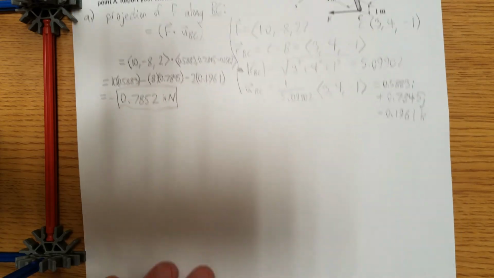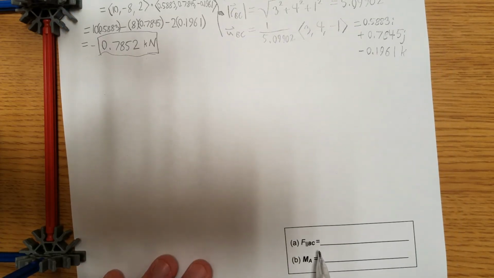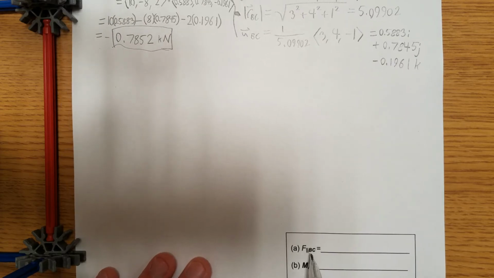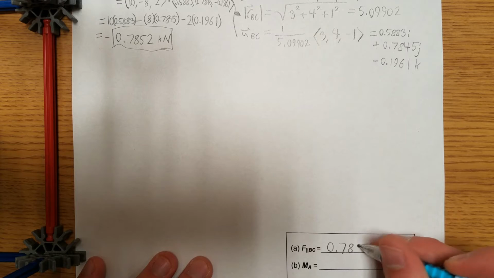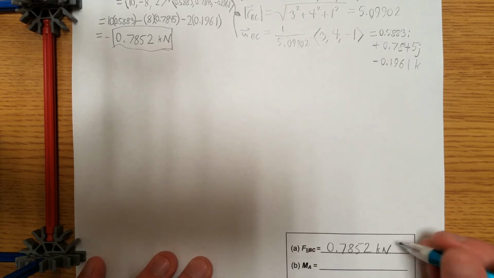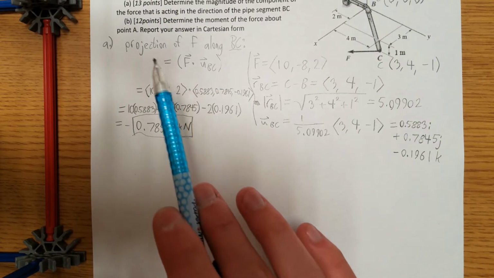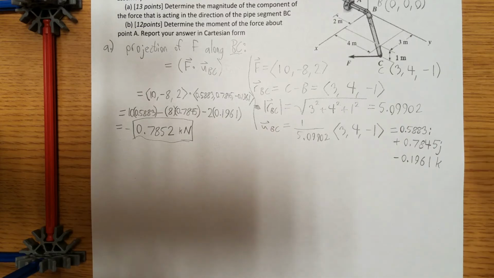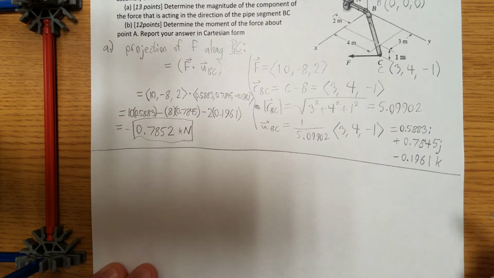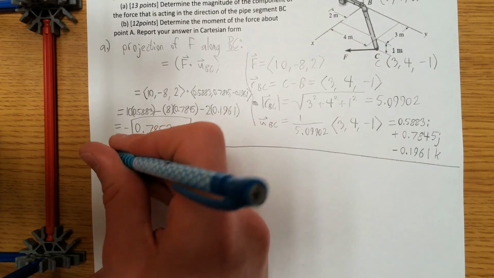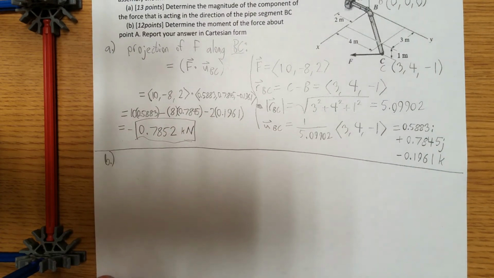And also down below, it'd be a good idea if you put in the force parallel to BC is equal to 0.7852 kilonewtons. And that's just because it asked for the magnitude. Magnitude doesn't really care about whether it's positive or negative, it's just the value itself. Okay, so we've got part A done, hopefully done correctly, and we can move on to part B.